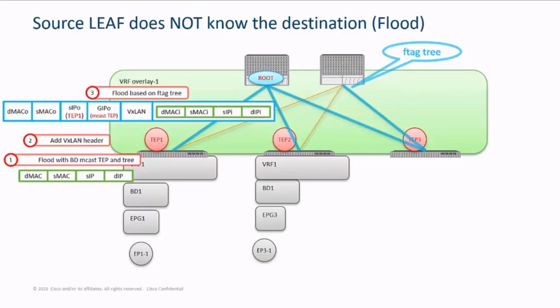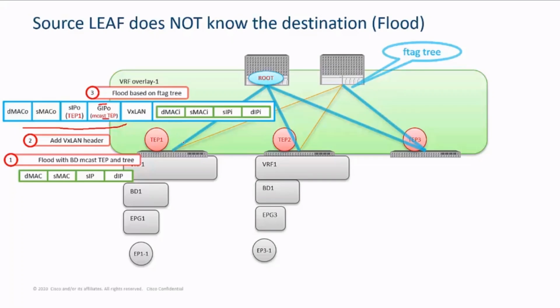I want you again to look at the outer header and what seems different about this outer header compared to the other outer headers. The answer is it's a GIPO multicast TEP IP. I'll talk more about this a little bit later on. But the way it works is each bridge domain gets its own multicast address. So we would send this traffic over the bridge domain's multicast address. And we'll talk more about this later.